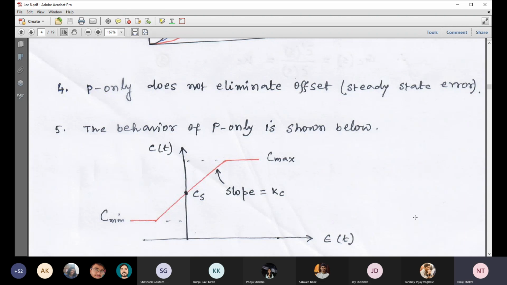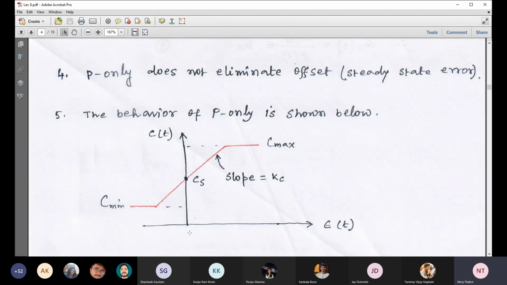When this error is 0, we have CS. You just put here 0, at the origin you put 0. It indicates when error is 0, we have C equal to CS. Okay, student, at the origin, epsilon is 0, so then we can easily understand that when error is 0, our C is CS. When error is positive, we are moving upward. When error is negative, we are moving downward with the slope Kc.